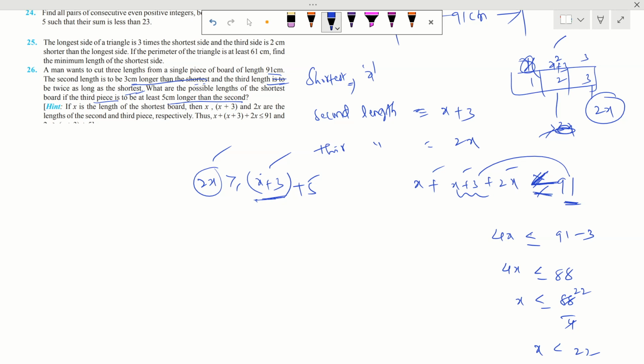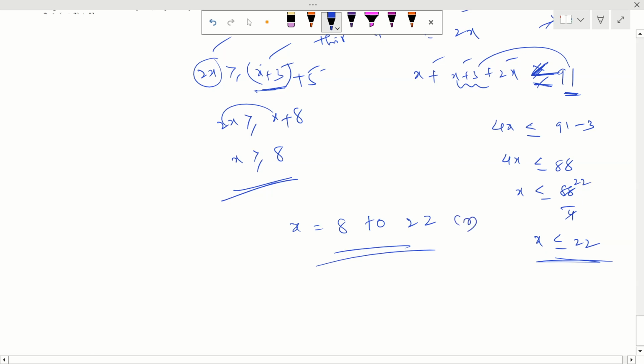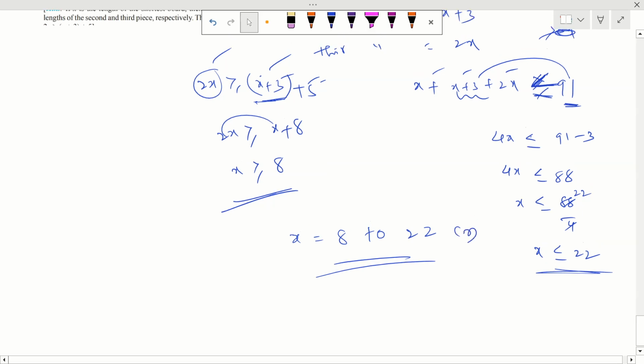If we solve this, we can write 2x is greater than or equal to x plus 3 plus 5, which is x plus 8. If we take x this side, then x is greater than or equal to 8. So x is greater than or equal to 8 and x is at most 22, which means the x range is 8 to 22. Within 8 to 22 centimeter is the shortest length we can take.